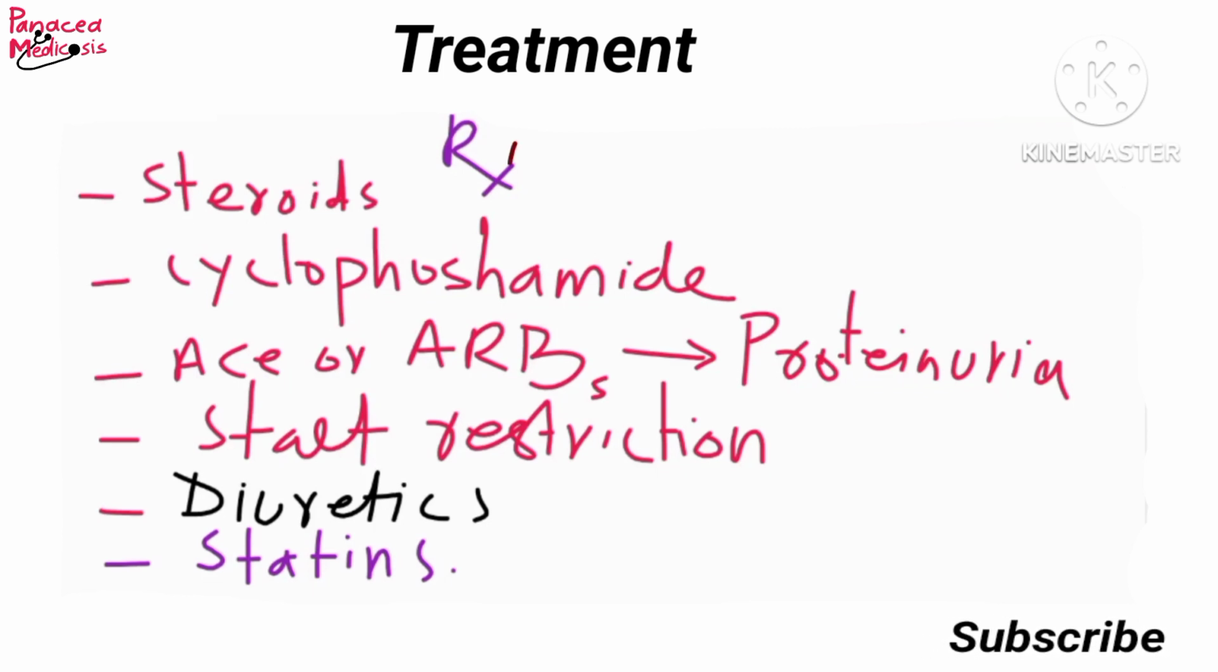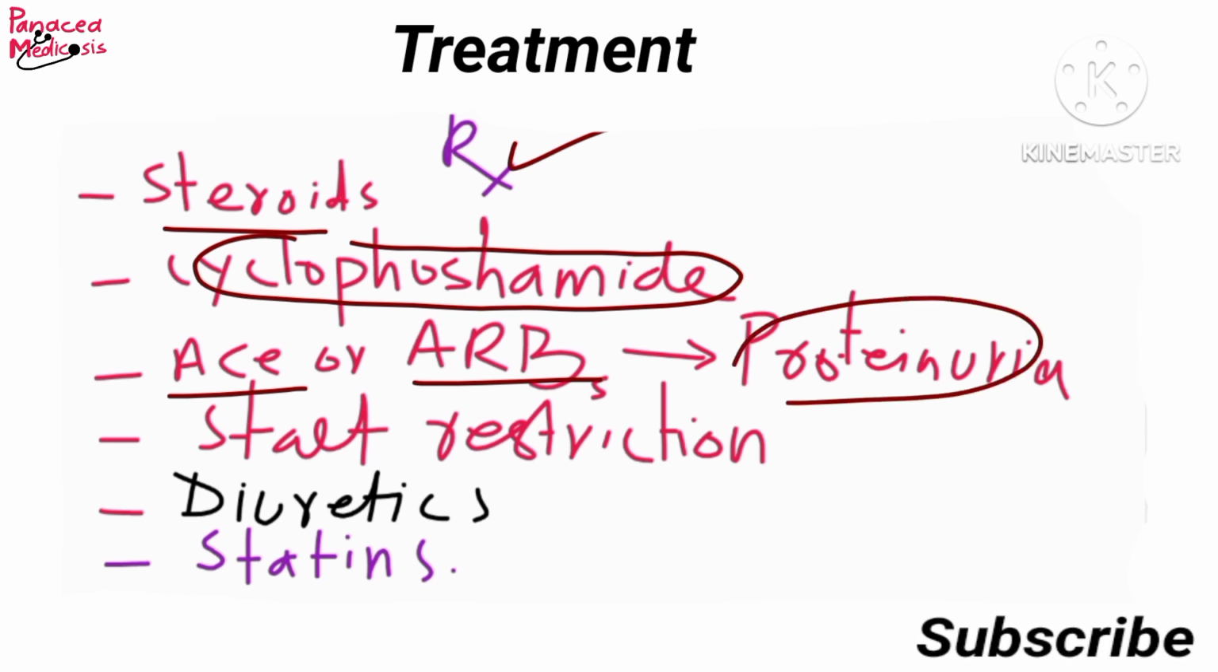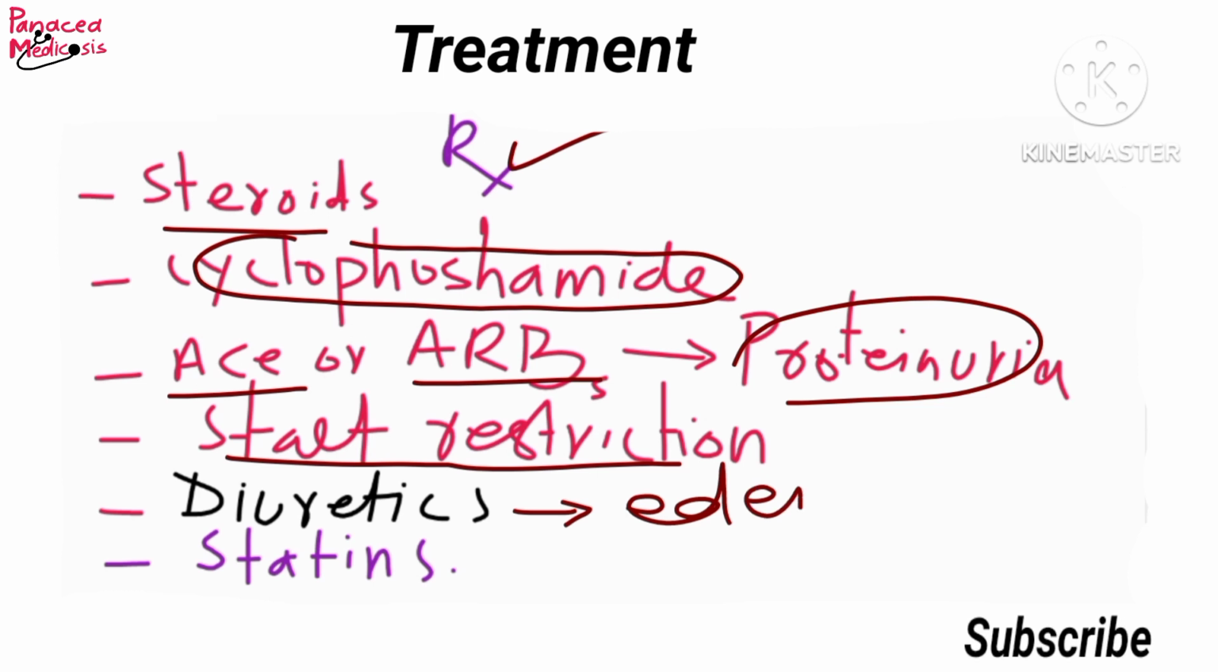So the next step is the treatment of nephrotic syndrome. First of all, go with glucocorticoid steroids. If there is no response after several weeks, then try another immunosuppressant like cyclophosphamide. ACE inhibitors or angiotensin receptor blockers are also used to control proteinuria, along with salt restriction, diuretics for edema, and statins to manage the hyperlipidemia.